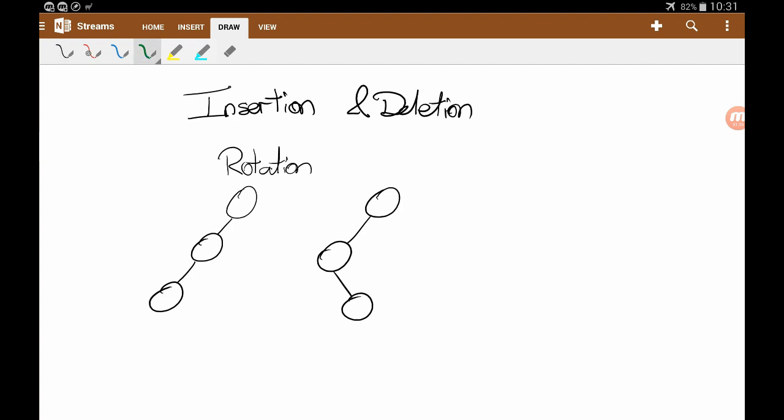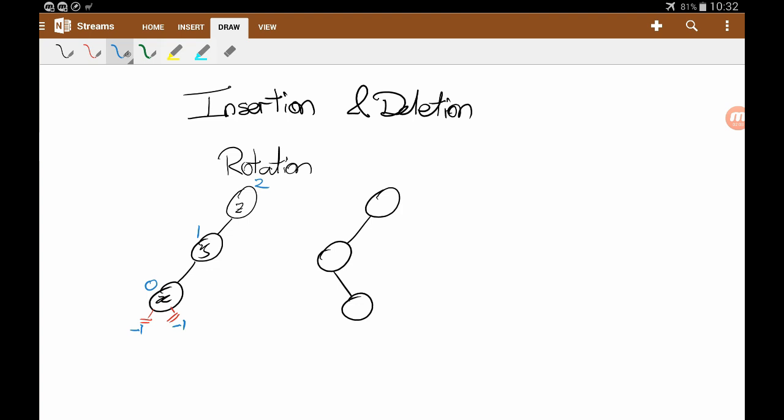So just to be sure, let's have a look. Maybe let's give them all names: X, Y, and Z. The height of node X is 0. The height of node Y is 1. And the height of node Z is 2. And if we look at the balance, we see that the left child of X and the right child of X both have heights of -1.